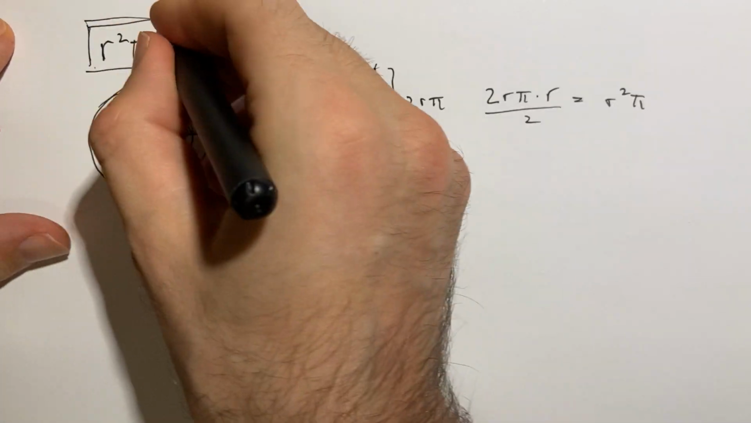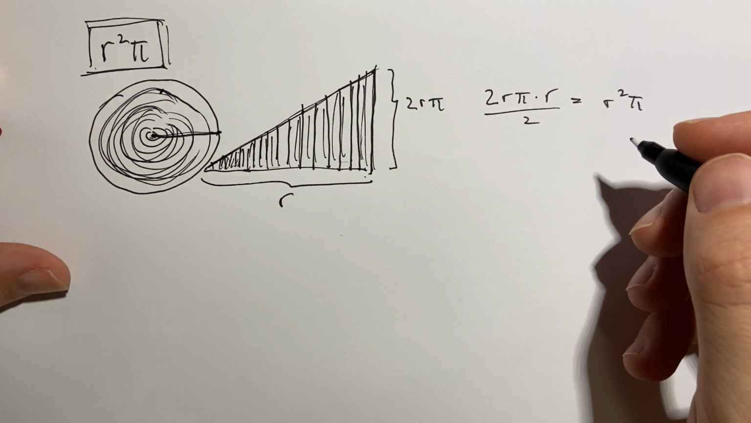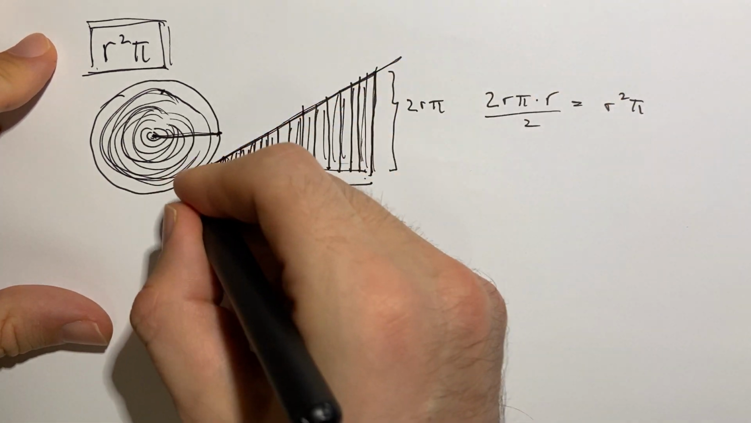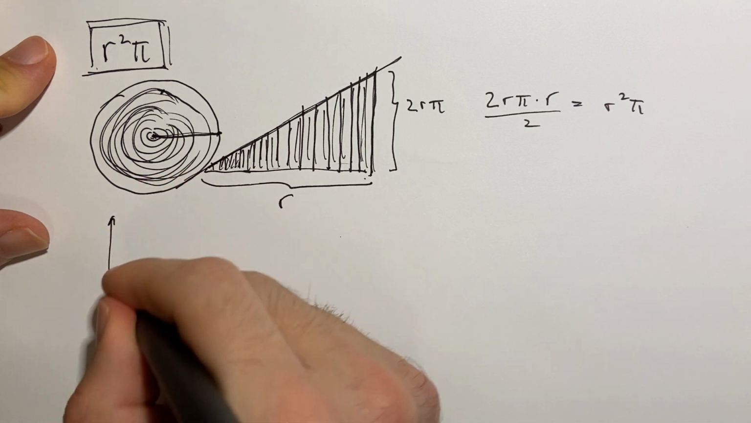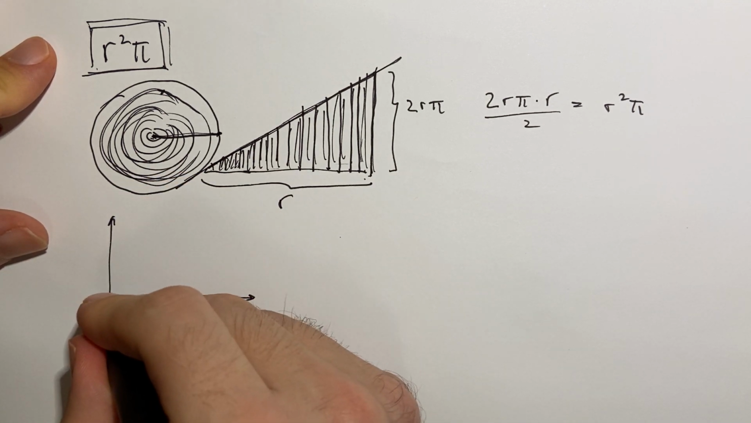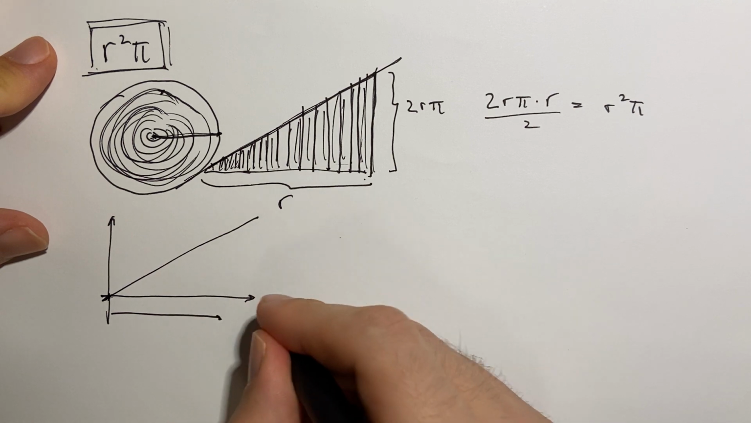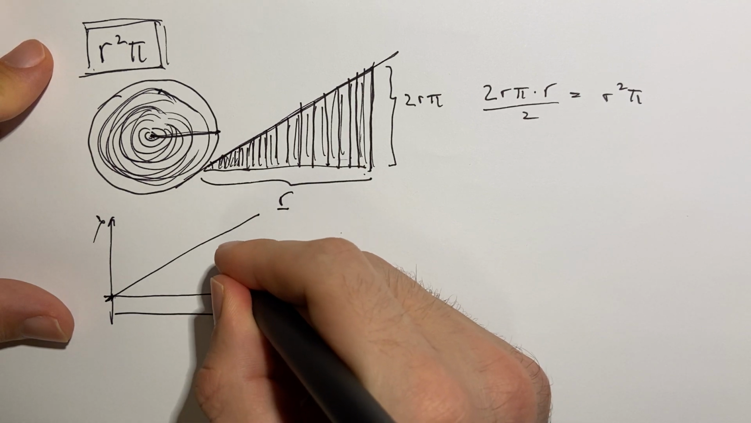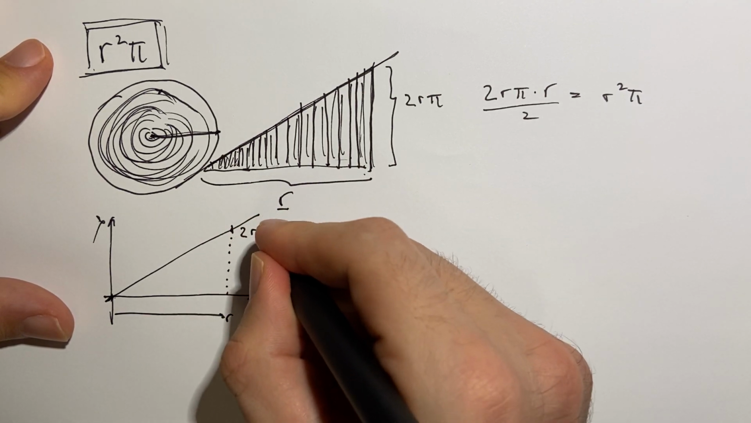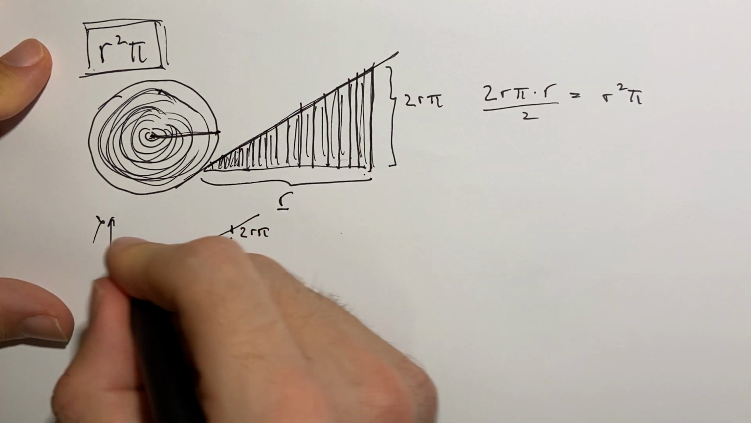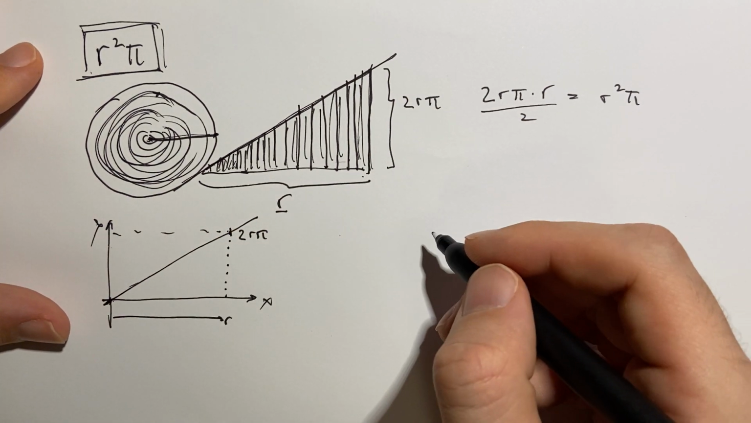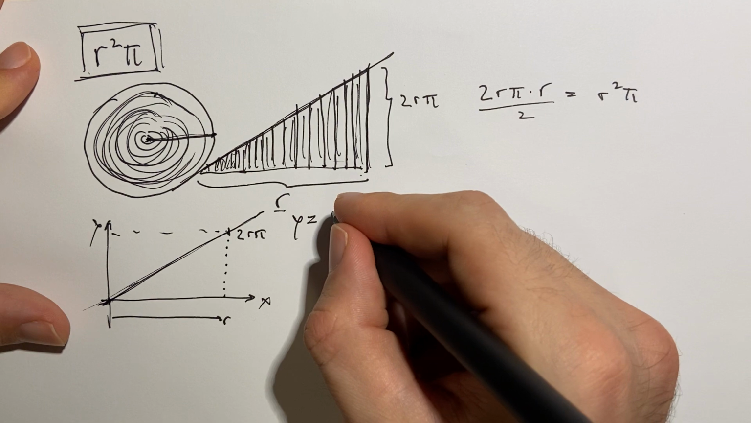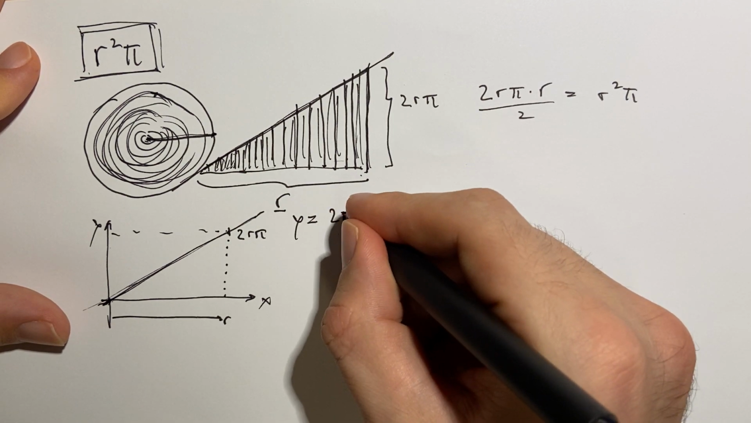Can we derive this formula through calculus? Yeah, we can. And we can start off with the hypotenuse here and put it in a coordinate system. It will go from the origin, and if we move r in the x-axis, we would reach 2r pi in the y-axis. And that would give us the function of this line, which of course is y equals 2 pi x.